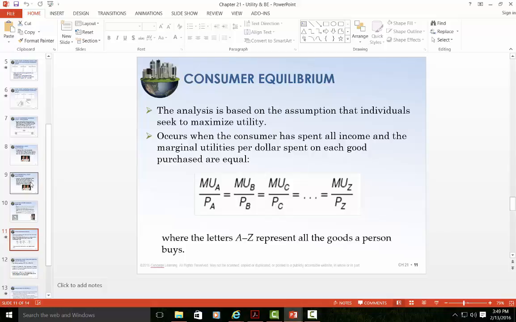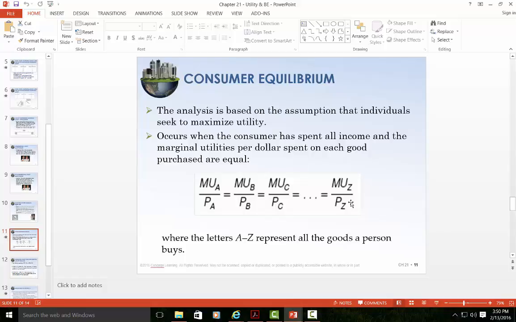But to explain what this means, you have the marginal utility of product A and the price, the dollar spent, of that item. And then you have product B, product C, all the way on to infinity. This is marginal utility up here: product A, product B, product C, all the way up to product Z. Those are all the products available to you that you can have. And notice that you can divide the marginal utility by the price.